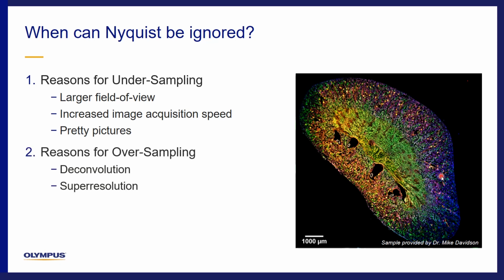Now, conversely, there are a few reasons to oversample as well. Sometimes you need to zoom beyond Nyquist. The two primary examples of that would be for deconvolution, which we have the licenses for here in the UT Dallas core facility. It's a very powerful technique. It's a way to shrink the point spread function of the light in your image to a smaller spot so you can see greater contrast, greater detail.